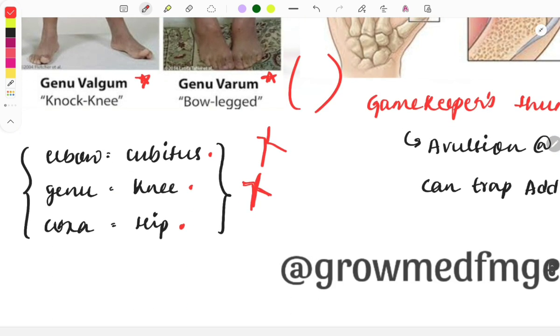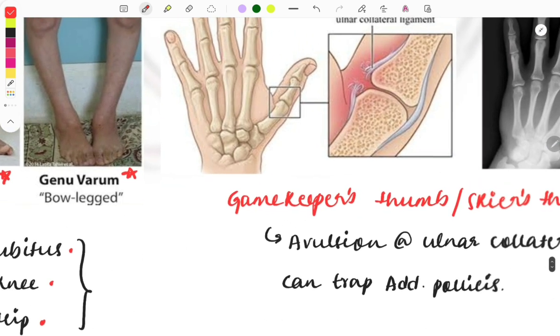And for the elbow also it is the same thing. If the elbow will be touching the body like this, then it will be cubitus valgum, and if it becomes something like this, if it goes away, then it will be cubitus varus. Okay, so just remember these things, and with valgum and varum, you can connect both of them and easily reach the diagnosis.